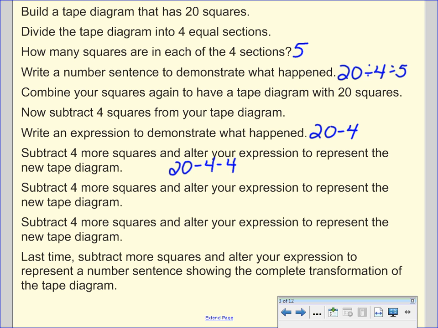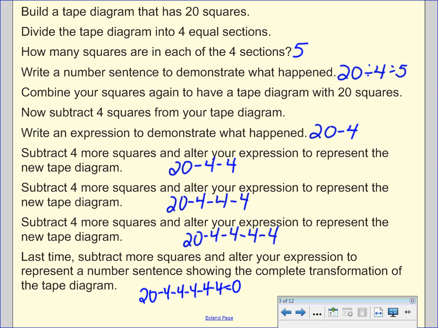Are we done with our groups yet? No. Alright, let's take away another group of 4. 20 minus 4 minus 4 minus 4. Take away 4 more. You still have a group of 4? Take those away. Minus 4 minus 4 minus 4 minus 4 minus 4 equals 0. So now we have no squares left.